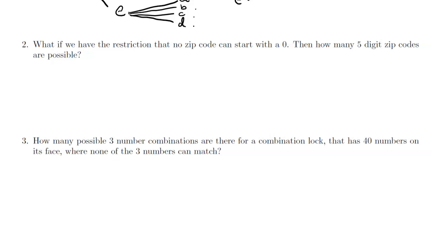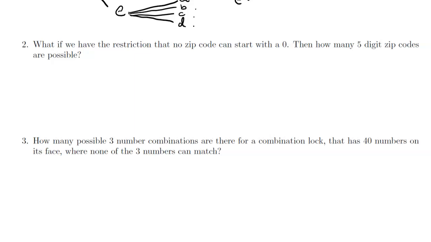All right, so coming back to our worksheet, we've got a question here that's really similar to the one that we just looked at on the board, but it adds a little twist to it. So rather than just looking at all 5-digit zip codes, it says, what if we have the restriction that no zip code can start with a 0? Then how many 5-digit zip codes are possible? So very similar to the last one, so probably you should give this a try first, and then once you've finished giving it a try, restart this video.